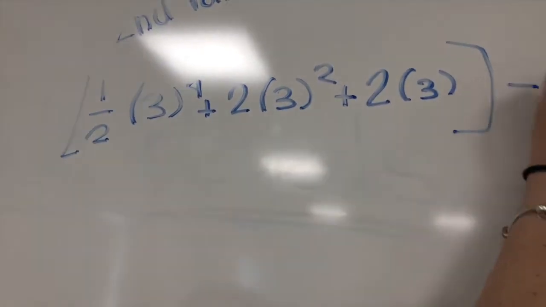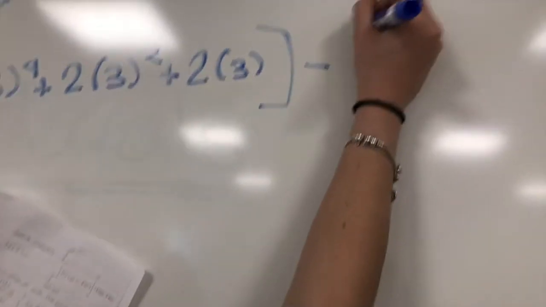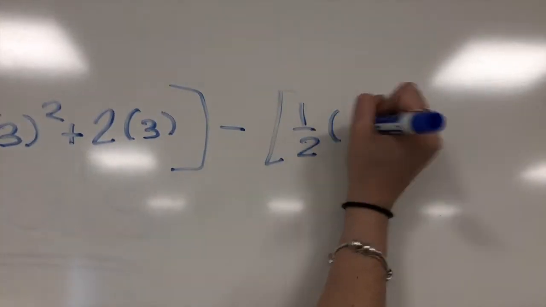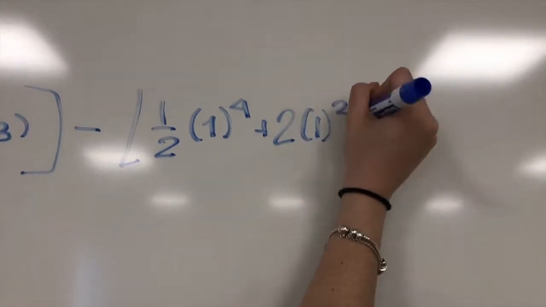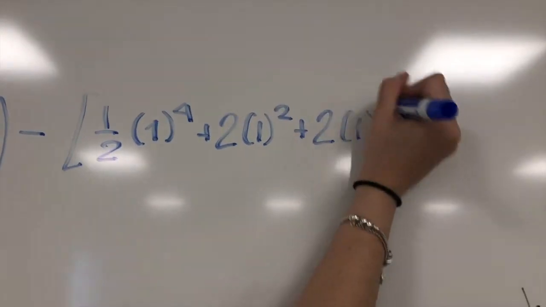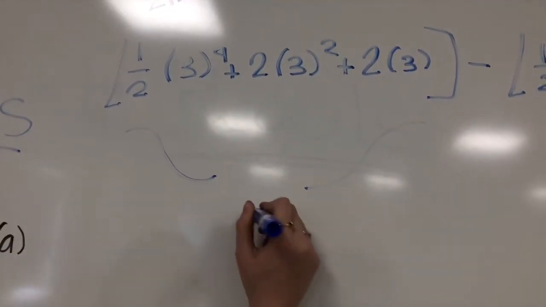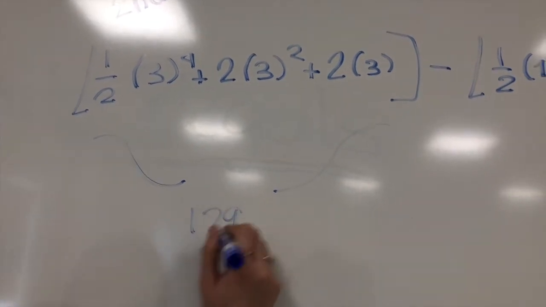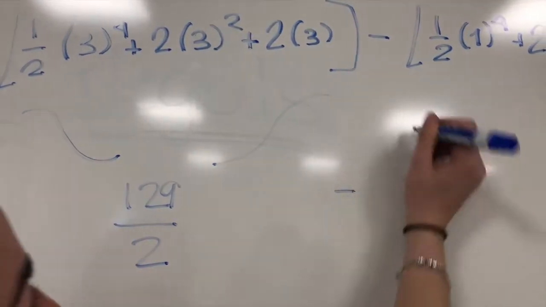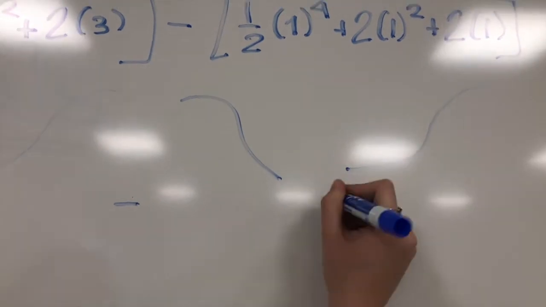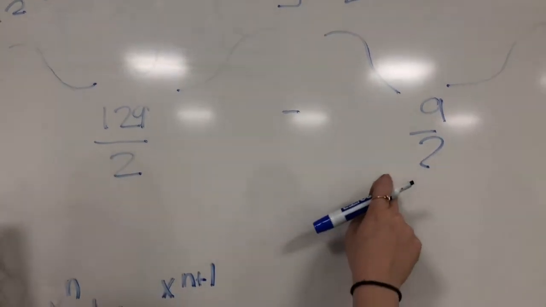And then you have to put minus, because here you have a minus, and you have to do the same thing with your a, which is 1. So you will have 1/2 times 1 to the 4th plus 2 times 1 squared plus 2 times 1. And then you have to find this answer first, which is 129 divided by halves. And then minus, and you have to find the answer of this one, which is 9/2. And the answer of 129 halves minus 9/2 is equal to 16.